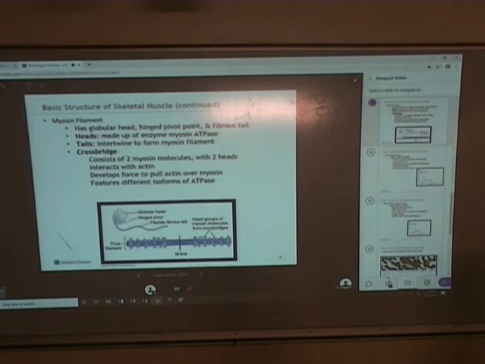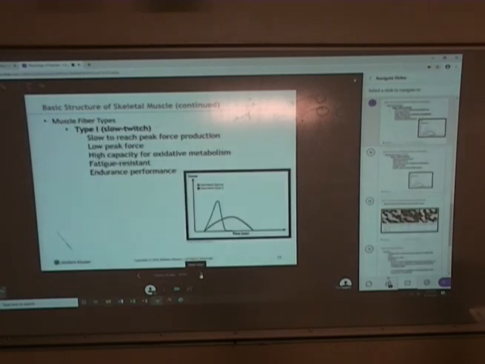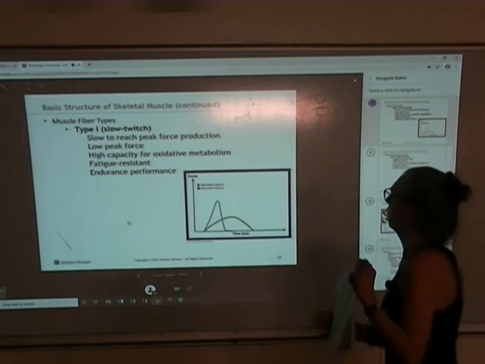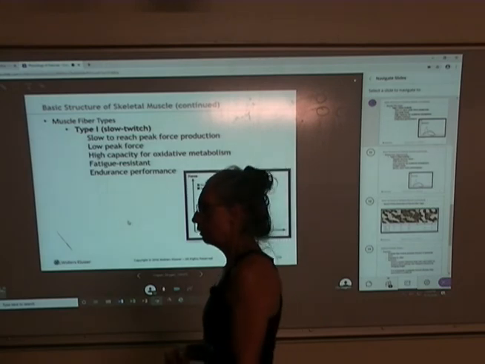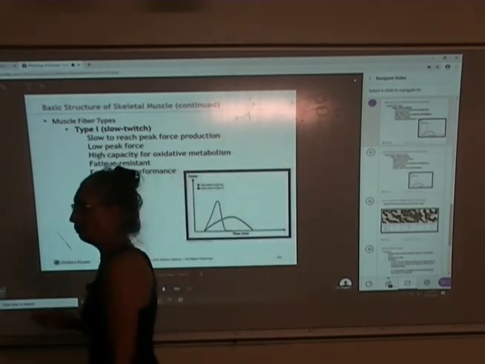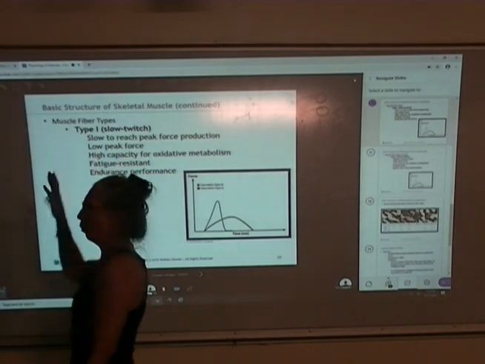Okay, so the ATPase plays an important role because there are several different types of myosin ATPase, and which type the myosin has dictates what kind of fiber that fiber is going to be. And by that I mean that we have different muscle fiber types. Okay? So, we have type 1s, which used to be called slow twitch fibers. I think that's an important thing to think about.